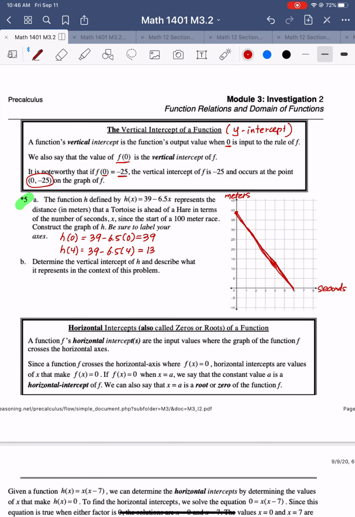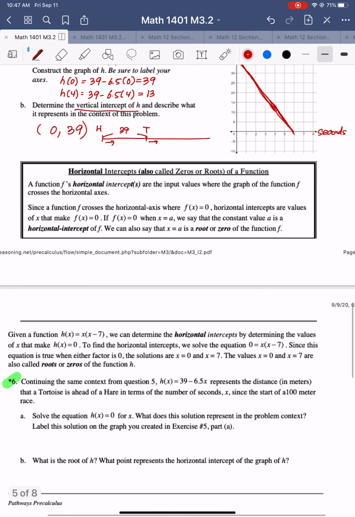So determine the vertical intercept of h. We need to find the vertical intercept. The vertical intercept is right here. This is the place. So the vertical intercept is going to be (0, 39). Which means the distance between the tortoise and the hare when x equals 0, which is 0 seconds, was 39 meters. So when they're racing, the hare is right here and the tortoise is already right here, which means the tortoise is already 39 meters away.